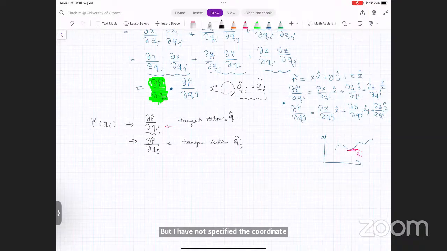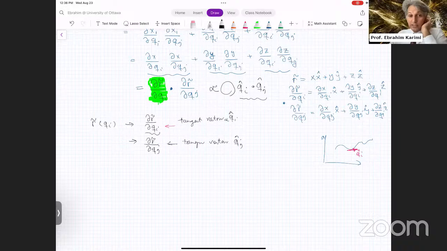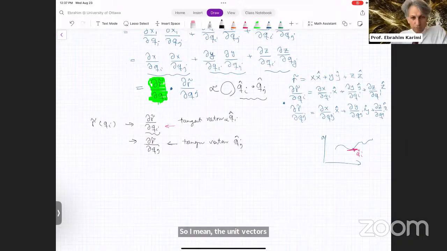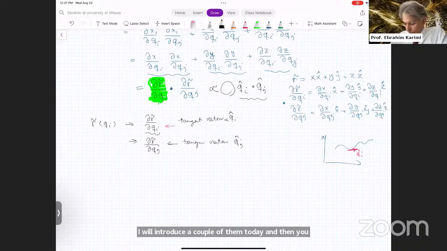Question: if the Qi are orthogonal, what is the merit of the new metric for delta S squared? Well, there are many coordinates which are orthogonal to each other. I mean, the unit vectors are orthogonal to each other, but they are not Cartesian coordinates. I will introduce a couple of them today, and then you will be using them in solving some physics problems.